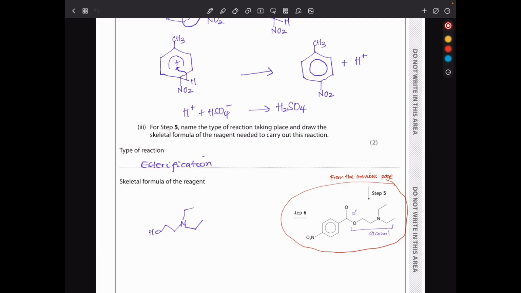Then next they say, for step 5, name the type of reaction taking place and draw the skeletal formula of the reagents needed to carry out this reaction. So this is the reaction they're talking about. Like I said already, this is an ester formed, so it should be OH. Just put a hydrogen here as we can see. So this reaction is esterification.